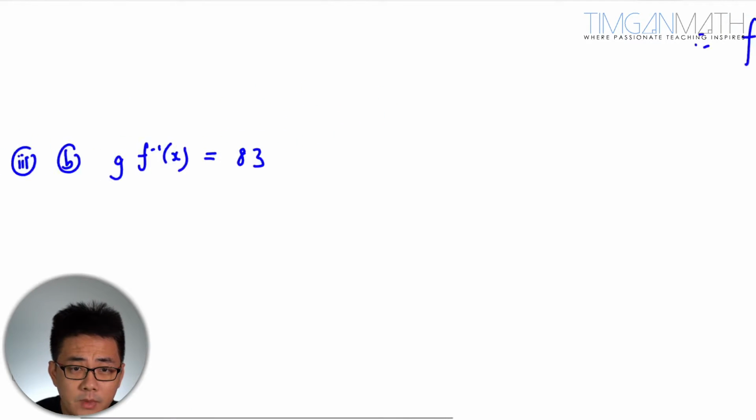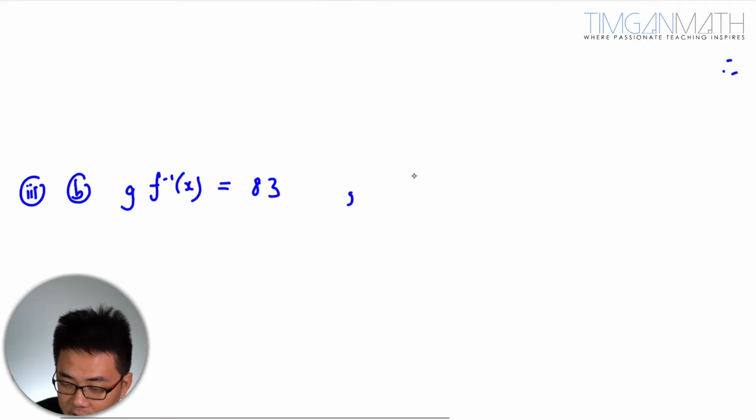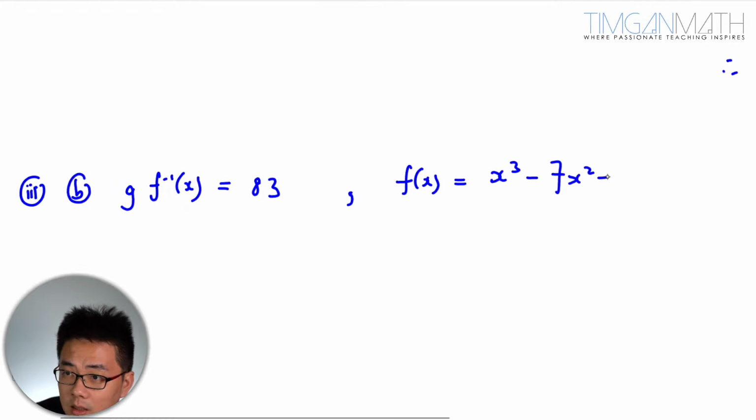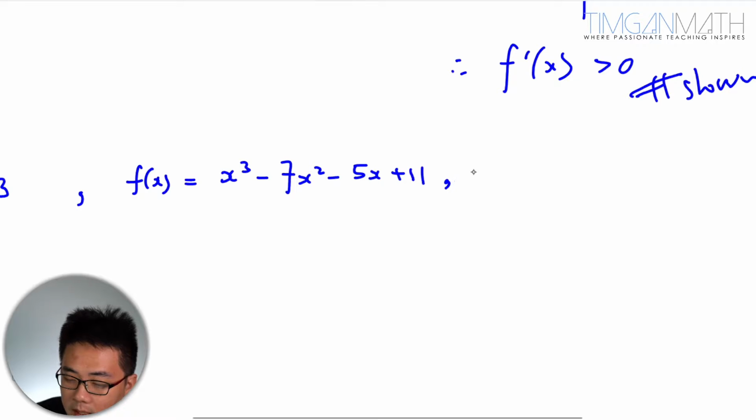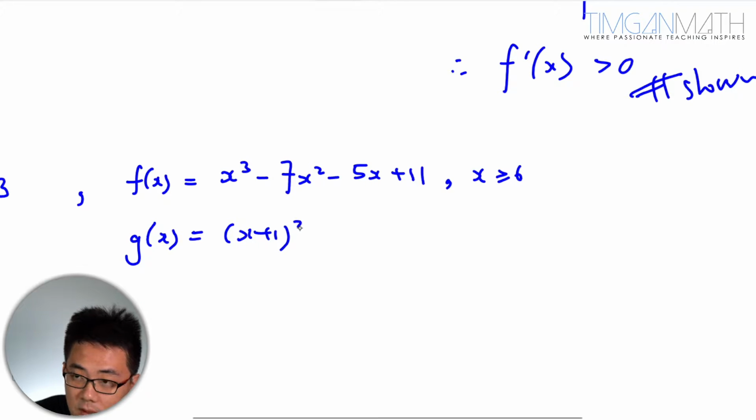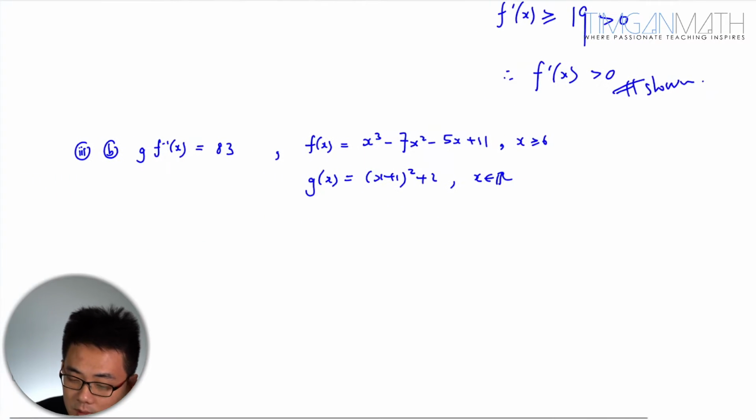Okay. Now, can we write down f(x) first? Because now k is equal to 6, so this is x cubed minus 7x squared minus 5x plus 11, where x is at least 6. And this g(x) here is actually (x + 1) squared plus 2, for x real value. So this part here is important.